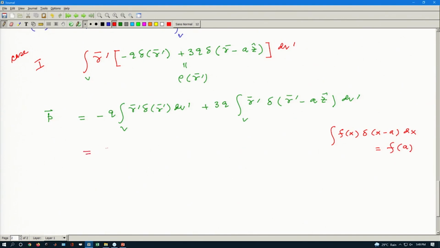So, that I am going to use here. So, the first term is simply minus q into 0 and the second term is plus 3q. In place of r I just simply put a z. So, it should be a z unit vector. So, my answer for case 1 is simply 3q a z unit vector. That is the dipole moment I have for this distribution.